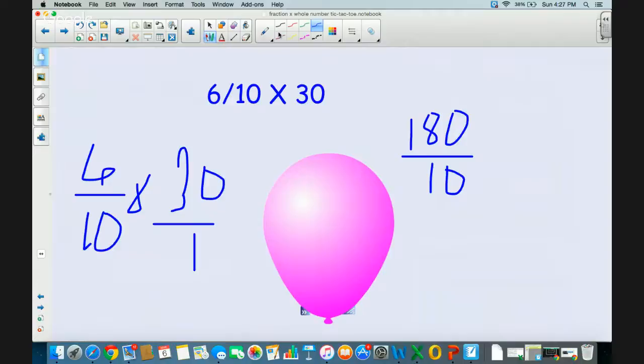Change that into a mixed number by dividing. Let's see how many students got this. All right, let's see how many people got this. Make sure you're paying attention. Some people are not looking at the board.